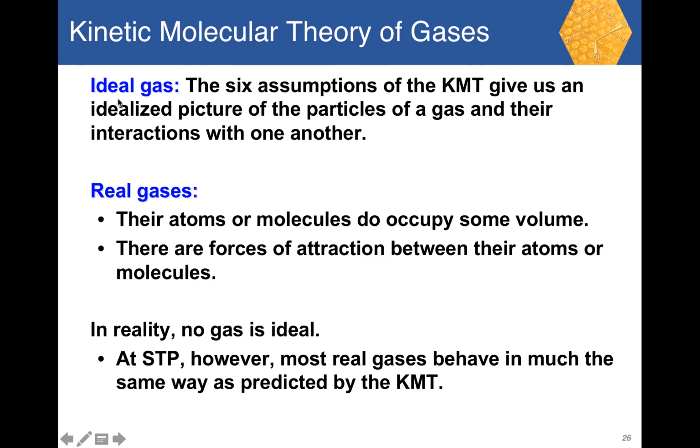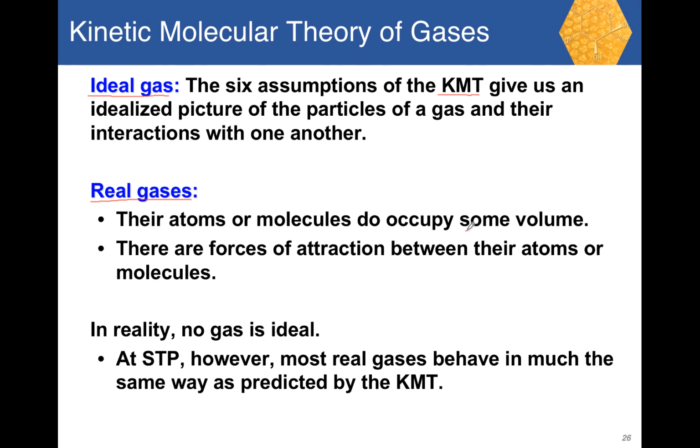Ideal gas. So we have seen the ideal gas equation. What you'll discover is that there are six assumptions that describe the ideal gas. It's ideal because it does not really exist. It's a theoretical model that describes gases. However, we have real gases. And here are some of the characteristics.